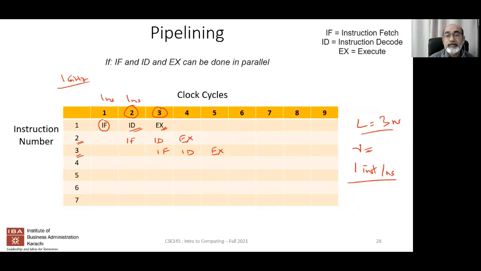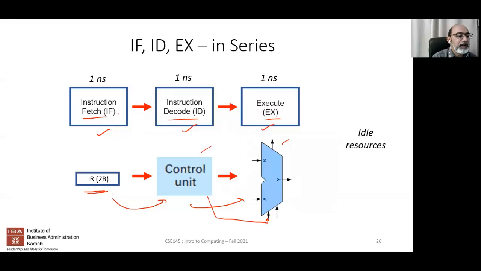Or you could say 3 instructions in 3 nanoseconds. But basically what we're saying is that after every nanosecond, one instruction is going to get completed. This is the first instruction, the second instruction, the third instruction. So basically this means that the CPU is being used properly, okay? Each one of the different pieces of hardware inside the CPU are being fully utilized, okay? And you don't have any idle resources, okay?